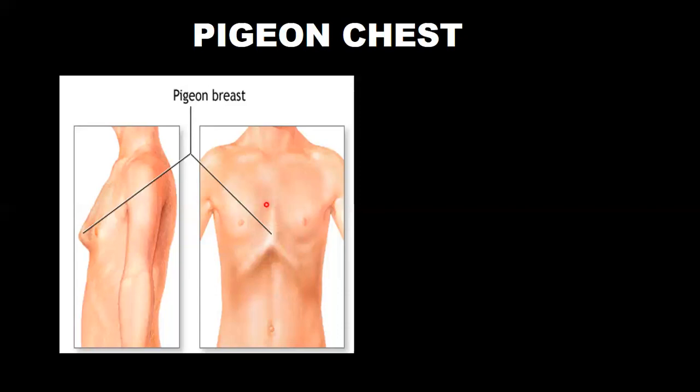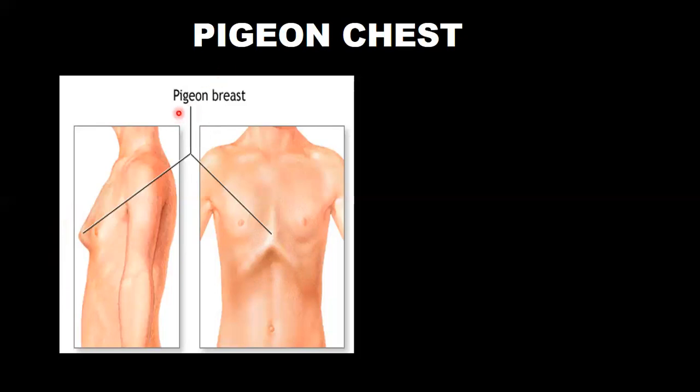So we have two aspects. One is funnel chest, in which we have a funnel-like structure. Another is pigeon chest, in which the sternum is projected forward like the keel of a boat. So this one is our pigeon chest, and this one you can consider as a funnel chest. The pigeon chest is observed in patients having rickets. This may be due to the proliferative changes at the costochondral junction, so it is also known as the rickety rosary.